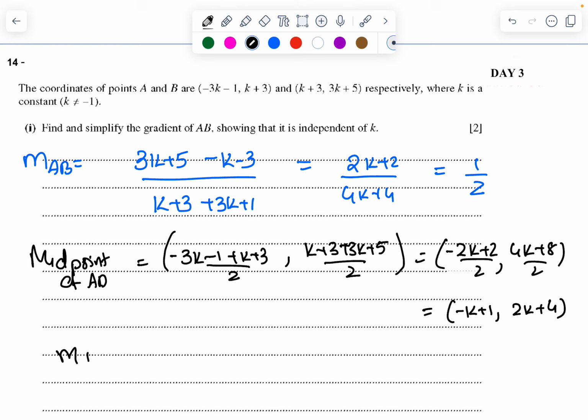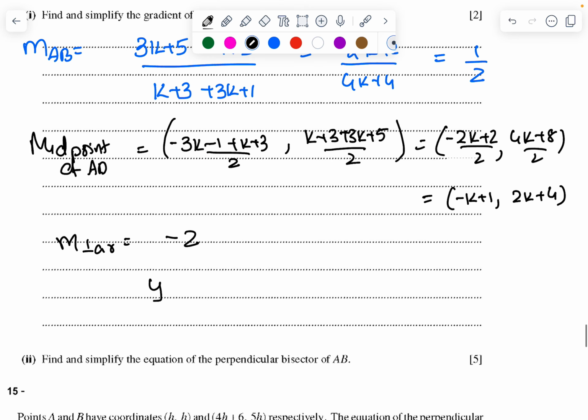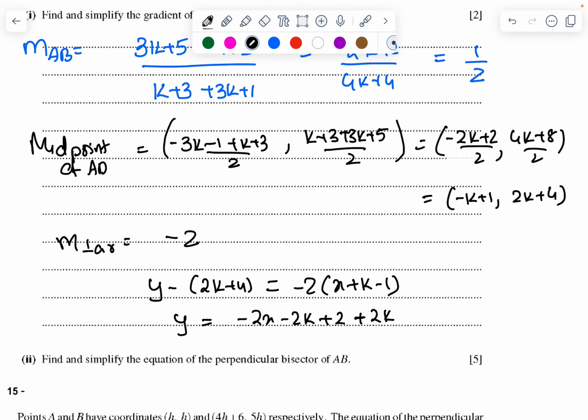Now what will be the perpendicular gradient? Perpendicular gradient is minus 2. So the equation will be y minus y1 equals m times x minus x1. So y equals minus 2x minus 2k plus 2 plus 2k plus 4. So it becomes y equals minus 2x plus 6. That's going to be the equation of the perpendicular bisector.